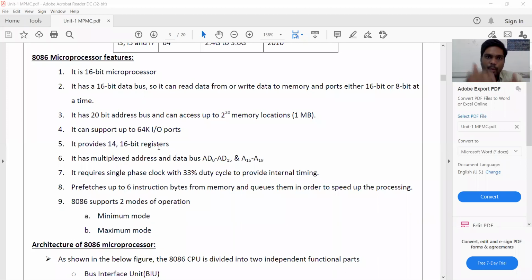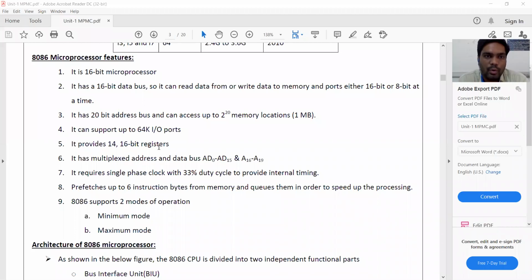A port is one which provides imports and exports, or exchange of goods, between one country and another country, or one place and another place. So that is the function of a port, right? That is the general meaning of port. Similarly, the same function will be provided by the ports of the microprocessor.